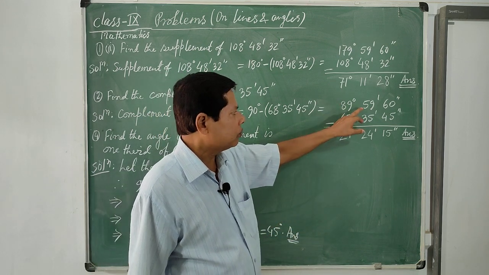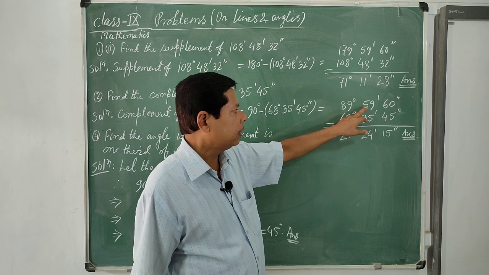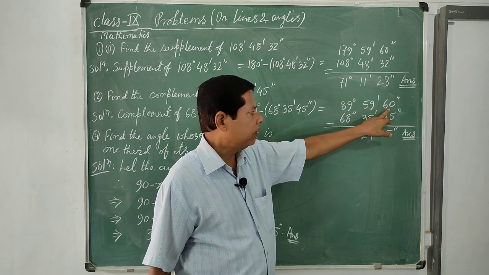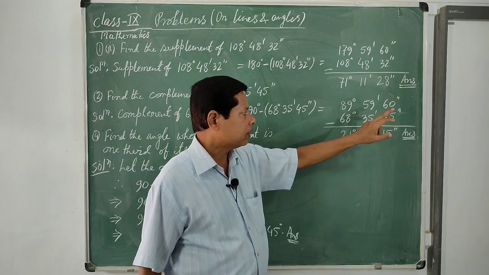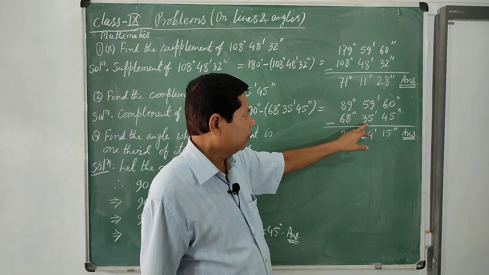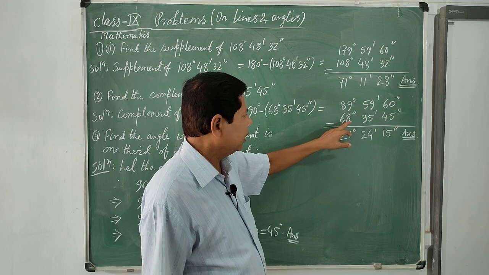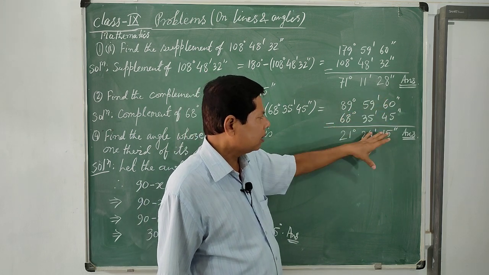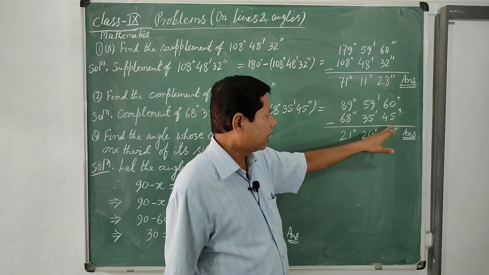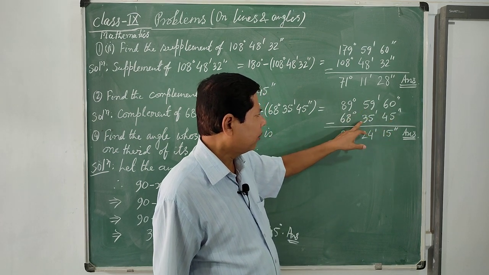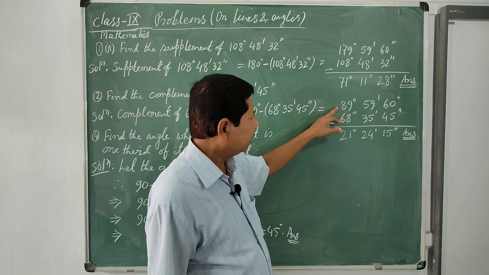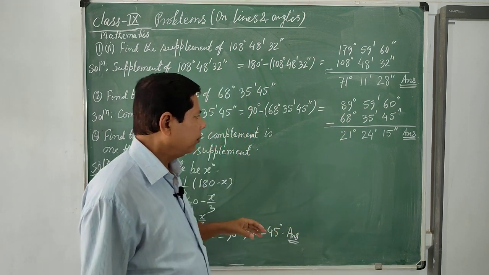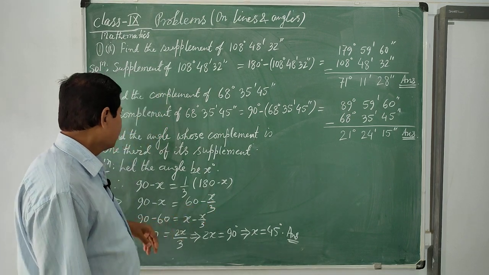So, 1 degree equal to 60 minutes. So, we shall write it in the form of 59 minutes plus 1 minute, and 1 minute is equal to 60 seconds. Then subtract 68 degree, 35 minutes, 45 seconds from 89 degree, 59 minutes, 60 seconds. Again simple subtraction: 60 minus 45 is 15, 59 minus 35 is 24, and 89 minus 68 equal to 21 degree. So, this is the complement of the given angle.